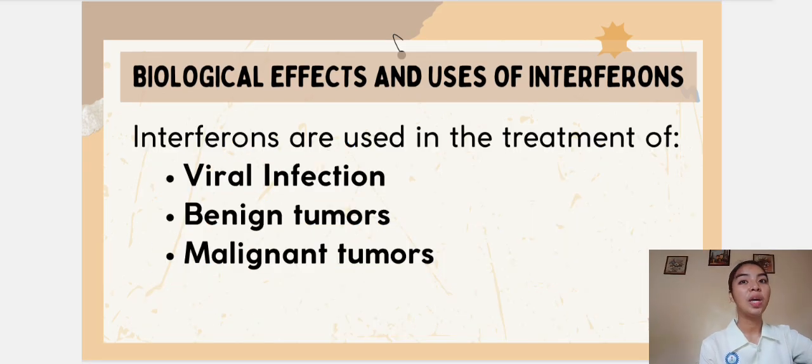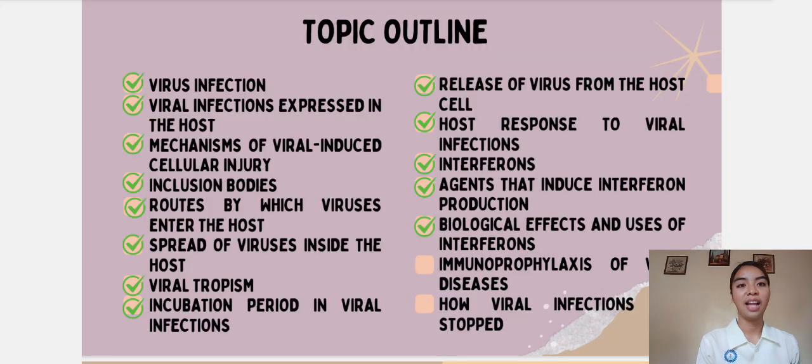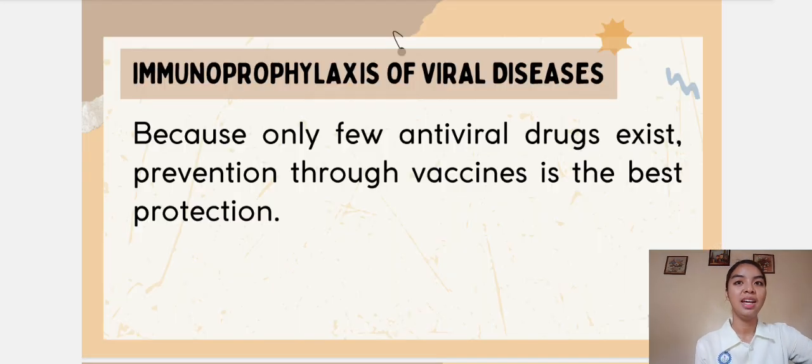So now we are done knowing the biological effects of interferons. Now we are ready to know the uses of interferons. So interferons are used in the treatment of viral infection and in benign and malignant tumors. So we are done, and now we are on the immunoprophylaxis of viral diseases. Because only a few antiviral drugs exist, prevention through vaccines is the best protection. So there are only a few drugs that can treat viral infection, so it's hard to cure viruses once you get them.